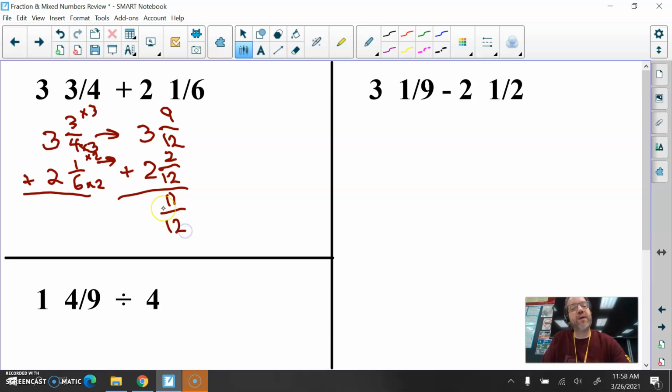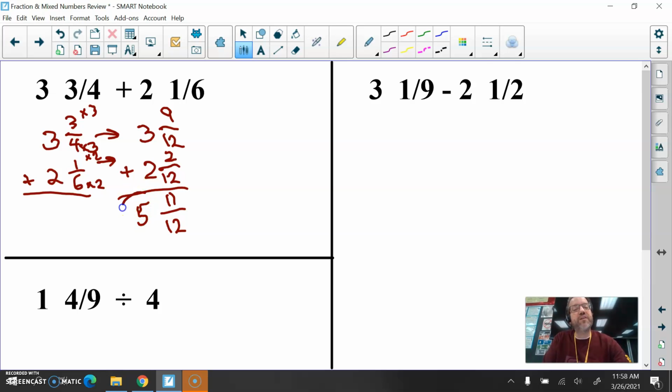Honestly, when I'm solving problems with fractions and mixed numbers, it's not unusual, I will frequently look back to remind myself, well, what am I doing? Am I adding, subtracting, multiplying, or dividing? That's the most important thing, to know what we're doing. So don't be afraid to keep glancing back to remind yourself, well, what kind of problem is this? And this is an addition problem. So 9/12 plus 2/12 is 11/12. 3 plus 2 is 5.